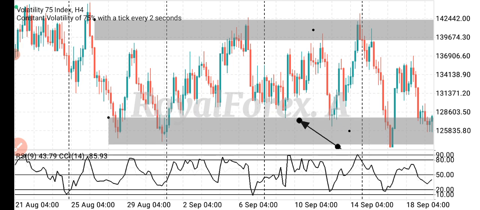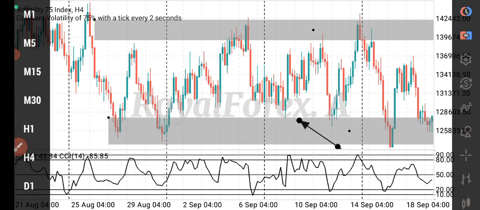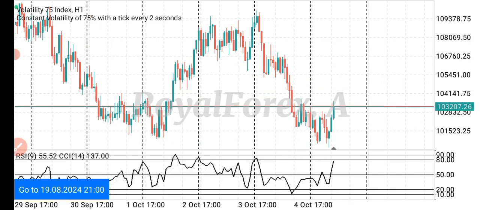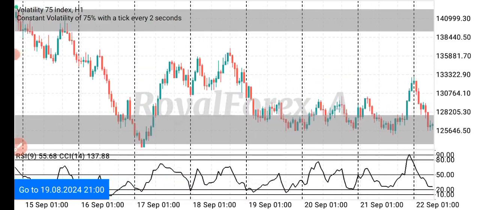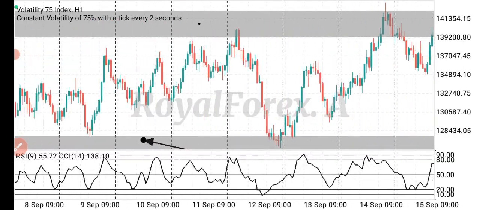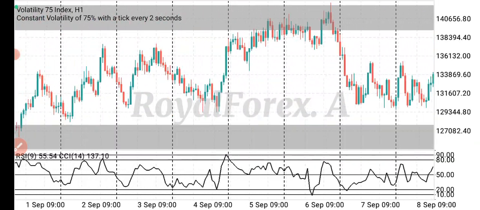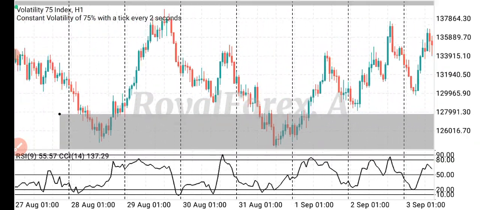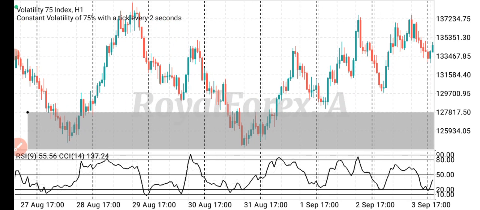So after you have marked out these zones, you can find your entry down on H4 or you go to your H1. Okay, so let's look for those zones that we have marked. Beautiful. You can see those zones that we marked from our H4. So when these zones are marked, you will now be looking for a candlestick pattern, a reversal or a rejection candlestick pattern.